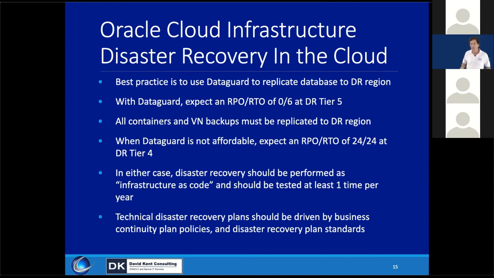In either case, your disaster recovery should be performed as infrastructure as code, so that if you need it, you run a playbook and you're up and running. Technical disaster recovery plans should be developed, but they should be driven by functional and business requirements. Therefore, ideally, you have a business continuity plan, which is your policy that is aligned with organizational mission and strategy and objectives and is funded, and then develop the disaster recovery plan.